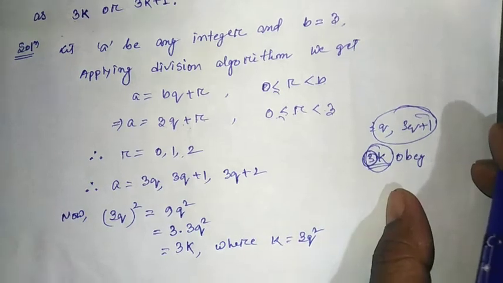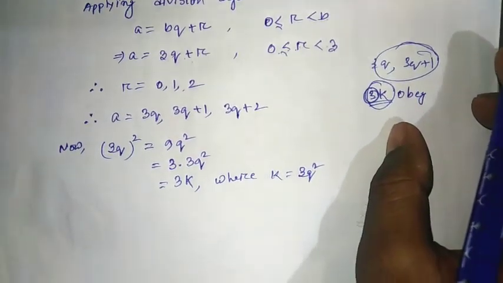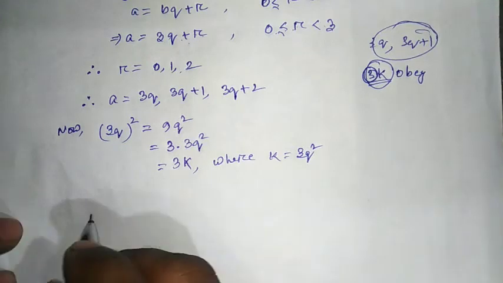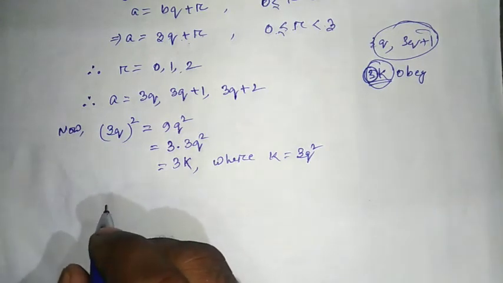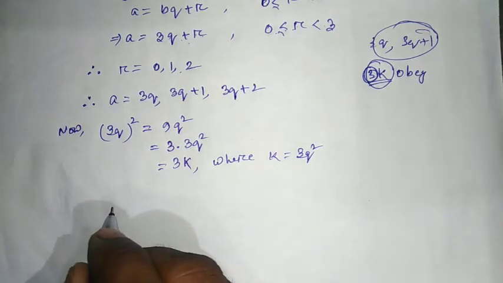So the next integer is 3q plus 1. Let's see whether its square is expressed in the form of 3q or 3q plus 1.